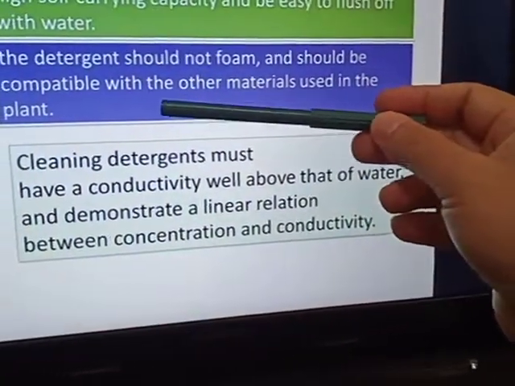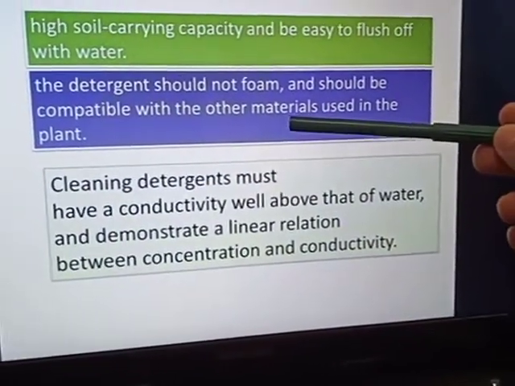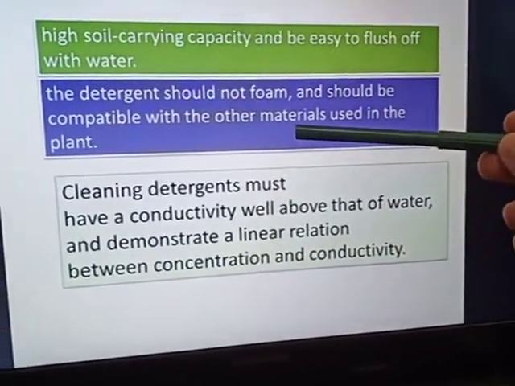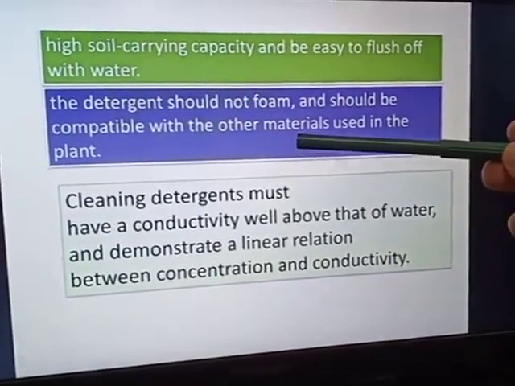And then the detergent also must be compatible with other material. If the material is made of plastic, for example, the detergent must not be corrosive and cause damage to the equipment.